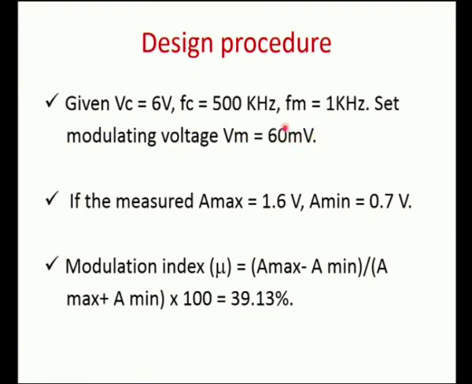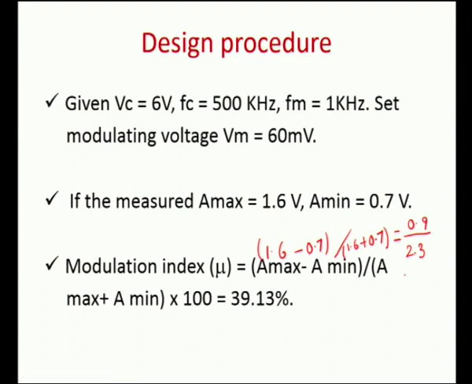After setting up all these things, when you see the modulated waveform, we will be measuring A max. If the measured value of A max is about 1.6 volts and A min is about 0.7 volts, the modulation index mu is calculated as (A max minus A min) divided by (A max plus A min). So, A max is 1.6 minus 0.7 divided by 1.6 plus 0.7. So, you will get 0.9 divided by 2.3.